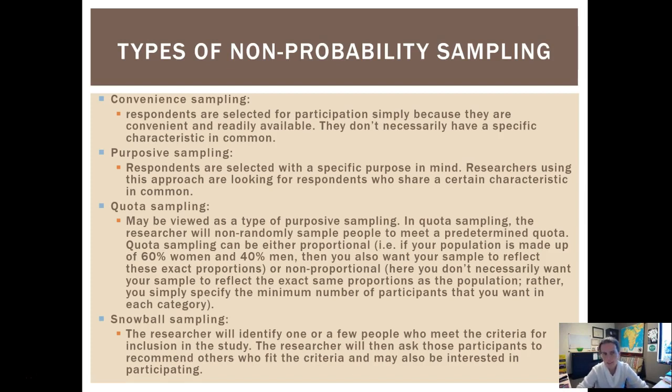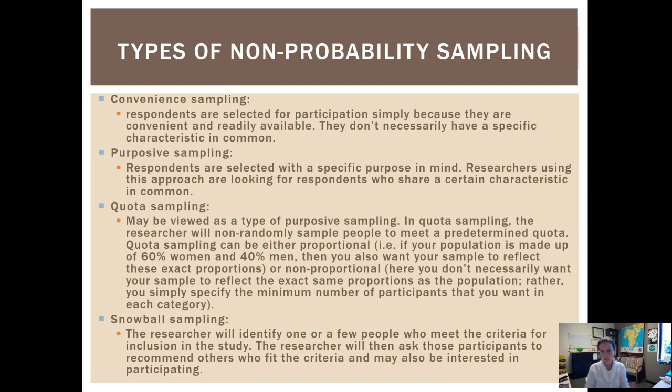Purposive sampling is the next type of non-probability sampling. With purposive sampling, respondents are selected with a specific purpose in mind. So those respondents are selected for participation because they share a certain characteristic. So for instance, if I wanted to collect data specifically about NKU students, and I went out on the plaza and started asking people to complete my survey, that is non-probability sampling.